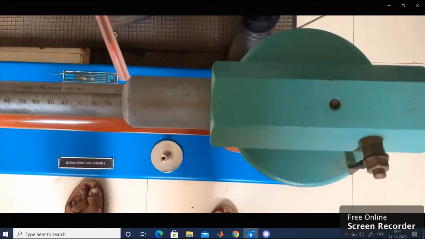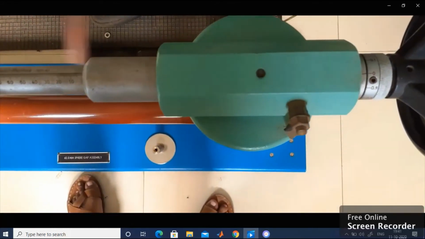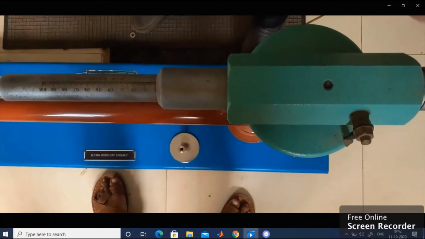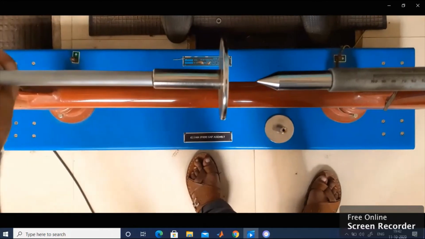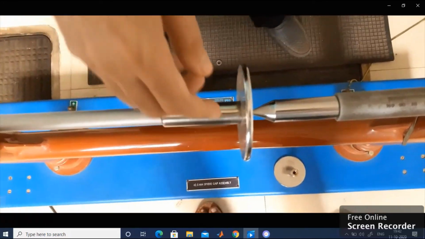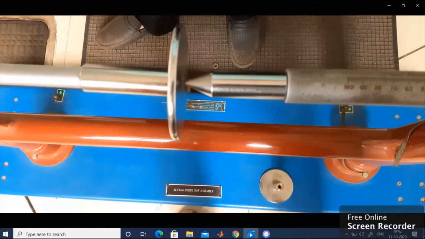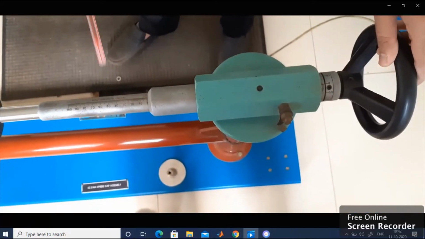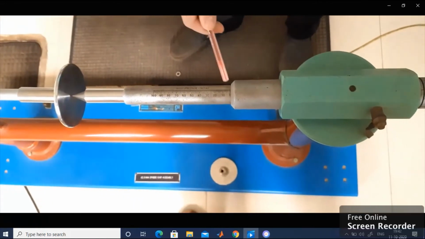First of all, zero setting has to be made. That's the first procedure; everywhere you have to follow the same thing. So that's the beginning. Once it is done, you have to maintain the gap between the two electrodes equal to 10 mm. Now zero setting is completed. You can observe the gap between plane and point is absolutely 0. Now let us maintain the gap between plane and point equal to 10 mm.